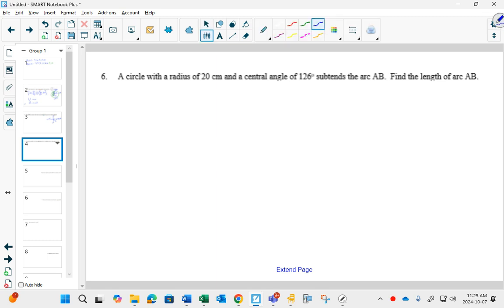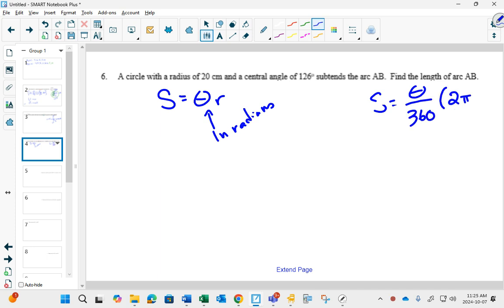On your formula sheet, you have this formula for arc length, but this formula only works in radians. In section 6.2, we also made this formula, if you remember that an arc length is just a proportion of the circumference. So the theta over 360 gave you your percentage or proportion, and there's our whole circumference. This formula is not on your formula sheet.